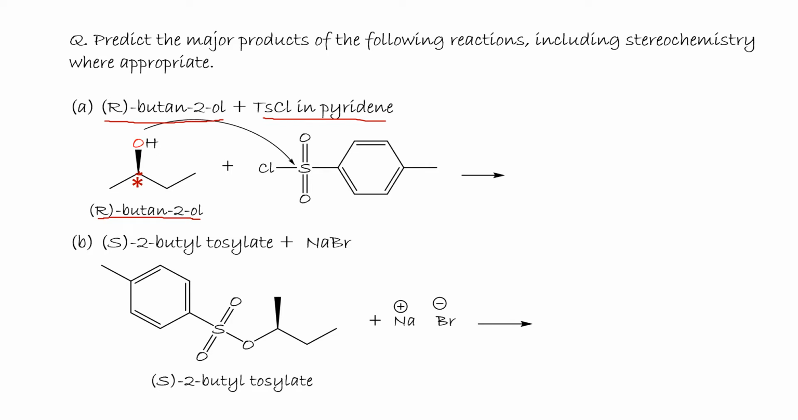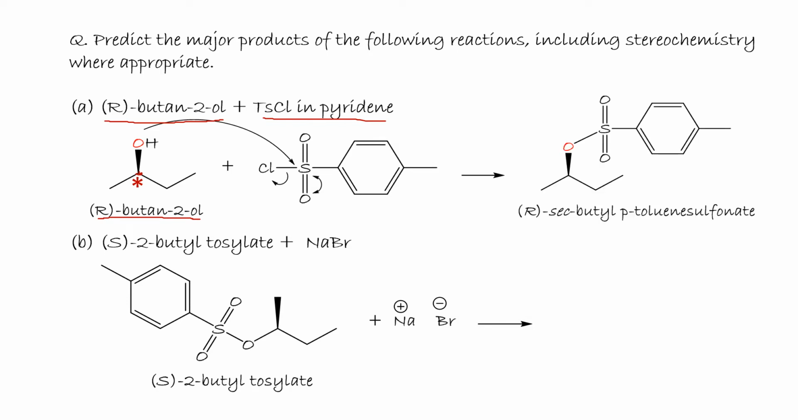The oxygen attacks sulfur, breaking the double bond, forming a sulfur-oxygen double bond. The oxygen will have a negative charge, go back to sulfur and kick the Cl out, and the product will be R-sec-butyl paratoluene sulfonate. As you can see, the stereochemistry on this chiral center is still R.